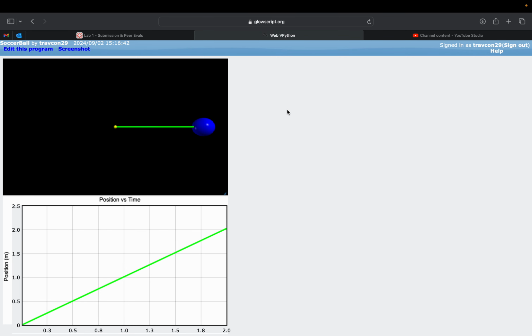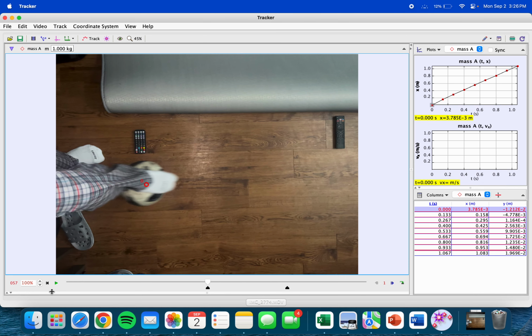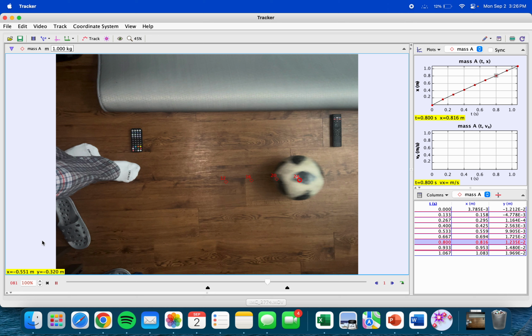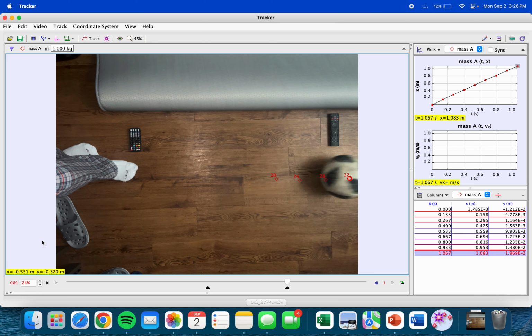With the video I created, I put it into Tracker to plot its position versus time. I had some difficulty plotting the position of the ball over time because for some reason the ball would seem to go backwards in the frames even though it was moving forward the whole time. I fixed this by only plotting the times where the ball was moving forward.